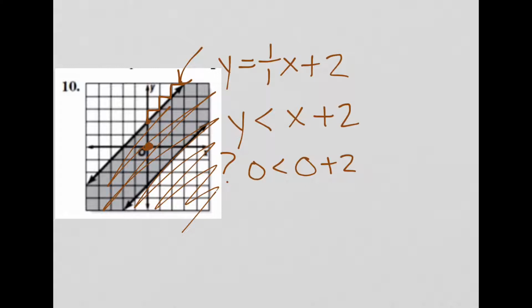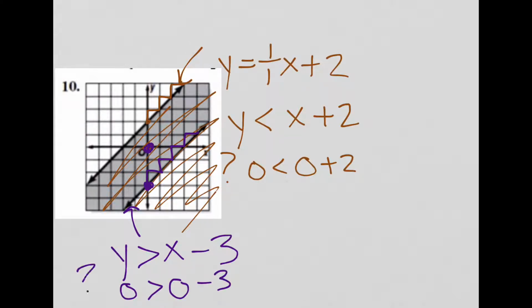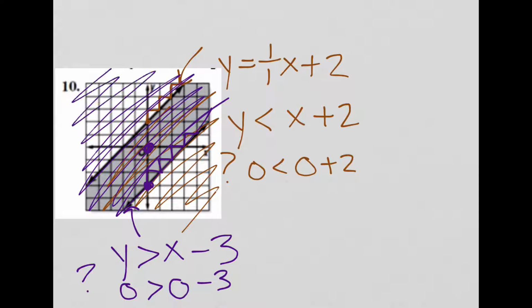But now let's write the equation of this line. It goes through -3, and it also goes up 1 over 1. We know that they're parallel. They look parallel. So this would be y, well, if the other one was less than, I bet this one is going to be greater than x minus 3. Let's test 0, 0 again and see if it works. If I plug in 0, is 0 greater than 0 minus 3? Is that true? Yeah. 0 is bigger than -3. So that means that I would have shaded going all the way up like this.